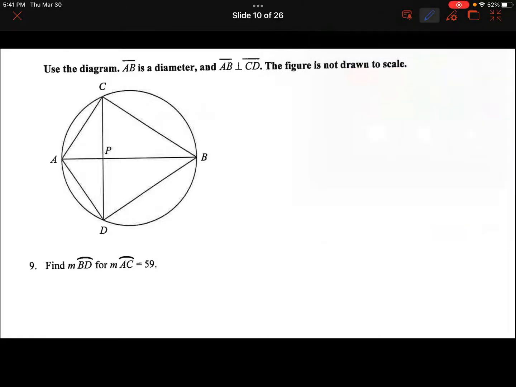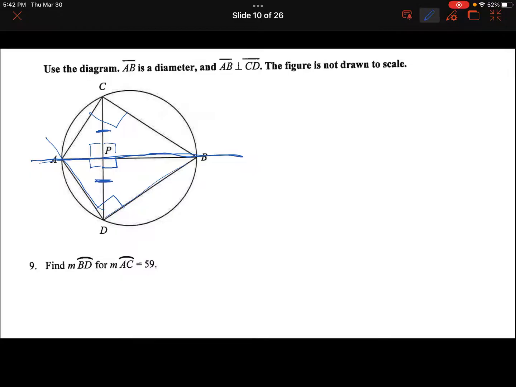And number 9. It says AB is a diameter, and that's an important thing to note. If it's a diameter, that means it cuts this triangle in half, and the inscribed angle is a right angle. So I know that that's a right angle, and that's a right angle. It also tells me that AB is perpendicular to CD, so that's a right angle, and they're all the way around too. If the diameter is perpendicular to a chord, it also bisects it, so this piece is equal to this piece. We may not even need this information, but a review is always good.